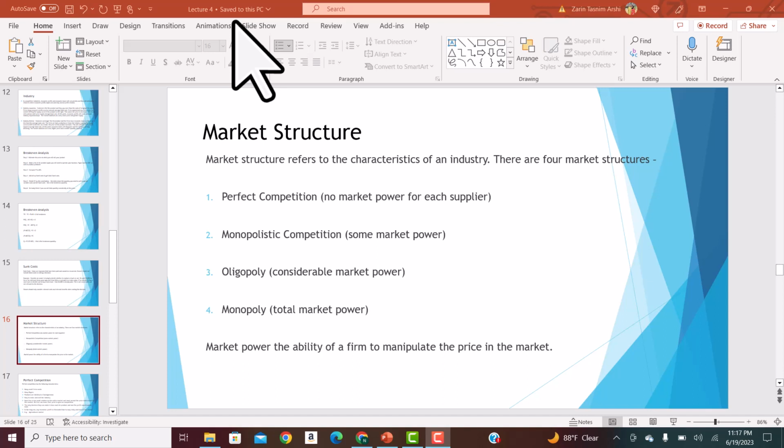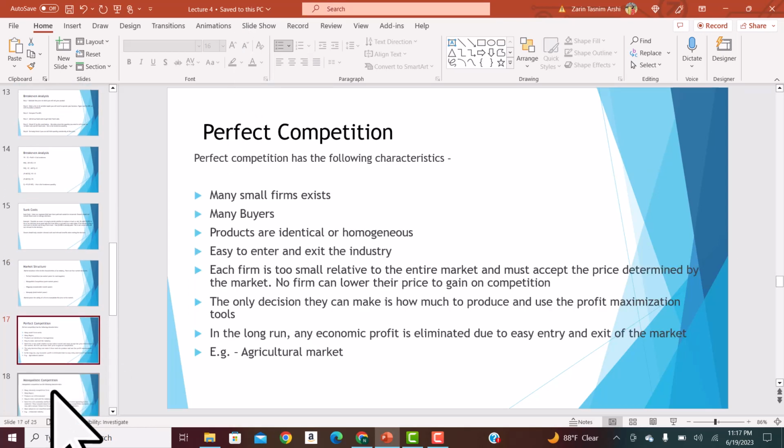Okay, so first we are going to talk about perfect competition. Perfect competition is a type of market structure which has the following characteristics. It has many small firms or many producers. There are a large number of producers in the market. Okay, hundreds or thousands of producers in the market. There are many buyers in this type of market. So again, hundreds and thousands of buyers in the market. Now, the products that the hundreds and thousands of sellers or businesses are making are exactly identical to one another, also known as homogeneous. It is also easy to enter and exit this type of industry.